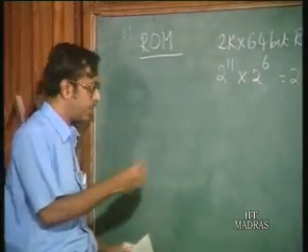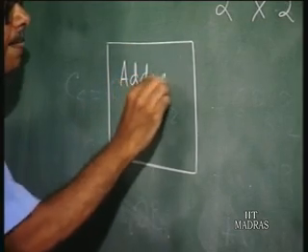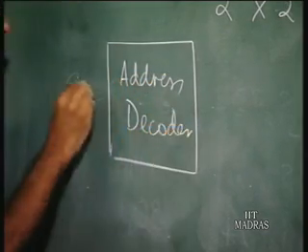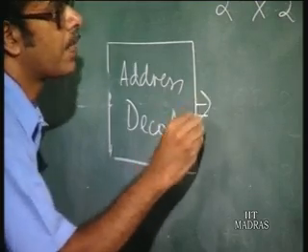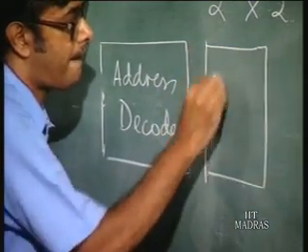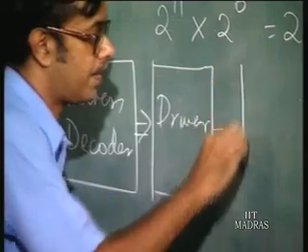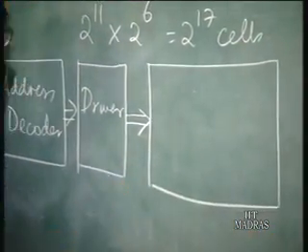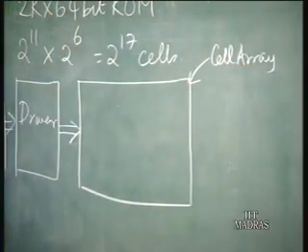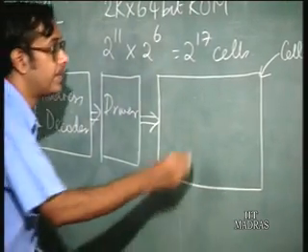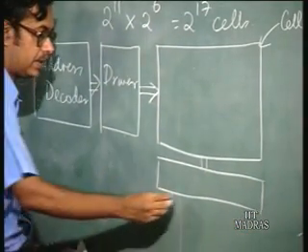The basic structure of this memory is something like this. You have an address decoder, with the address inputs, then you have a driver, and then you have the array. This is the memory array, or cell array. The output of this array goes to some buffers, and from here you have the outputs.